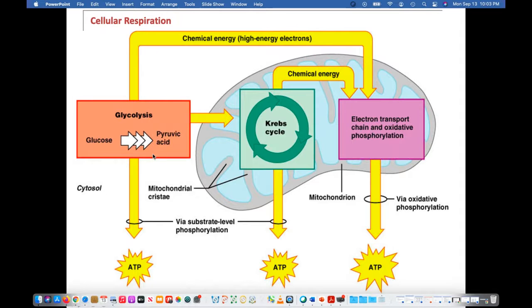If oxygen is available, right, you're exercising, you're not huffing and puffing or out of breath, pyruvate can enter the mitochondria to become part of the Krebs cycle, which can make some ATP. But if you're out of breath, if you're exercising so hard and you're in an oxygen debt, you don't have enough available oxygen to drive this, pyruvic acid becomes another type of sugar called lactic acid.